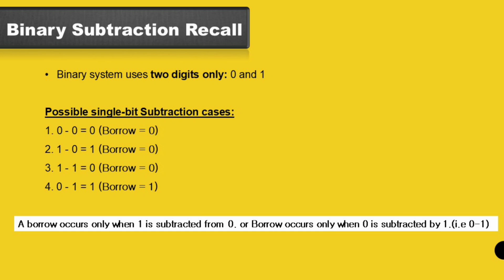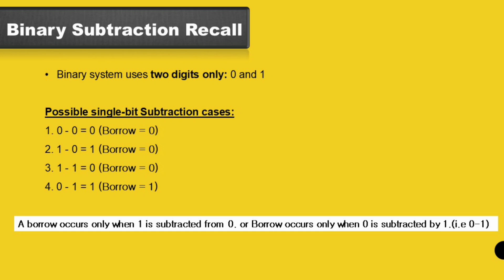The most important case is 0 minus 1. Since we cannot subtract 1 from 0 directly, we borrow 1 from the next higher bit. After borrowing, the difference becomes 1 and the borrow output becomes 1. These four cases represent the complete behavior of single-bit subtraction, and the half subtractor is designed to produce these exact outputs using logic gates. Please remember, borrow occurs only when 0 is subtracted by 1.